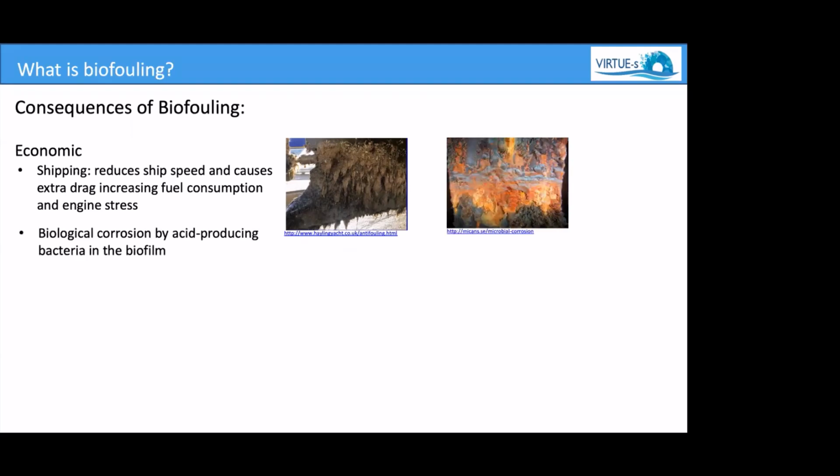Another one is that biological corrosion becomes faster because of acid producing bacteria in the film. Acid producing, of course, because the bacteria are respiring and producing carbon dioxide. There are also some types of bacteria which are acid producers. So they will also speed up biological corrosion.